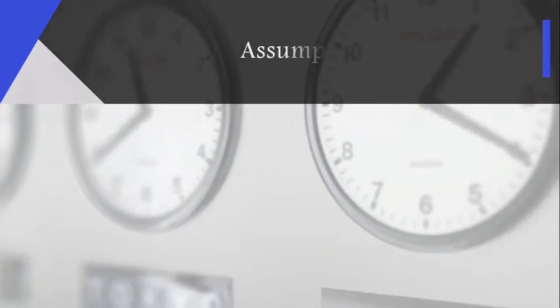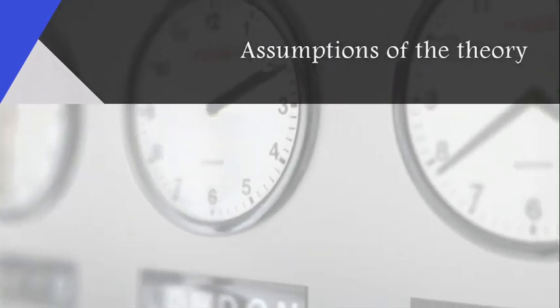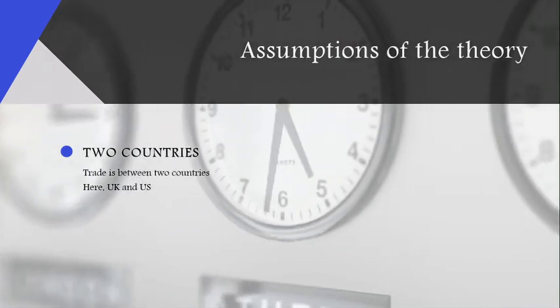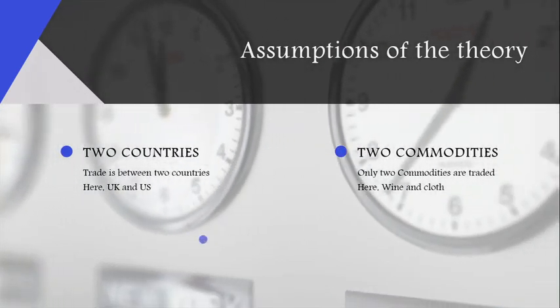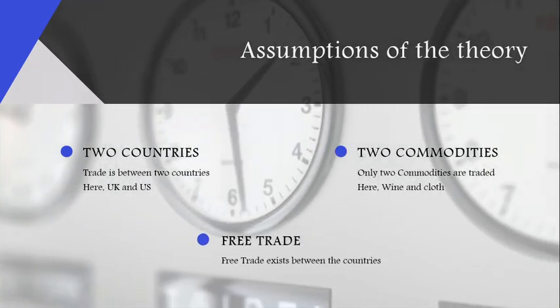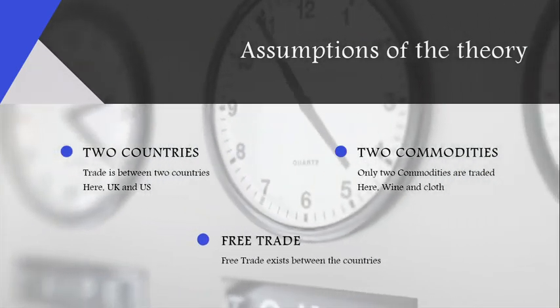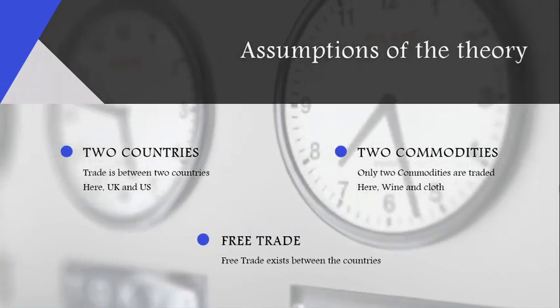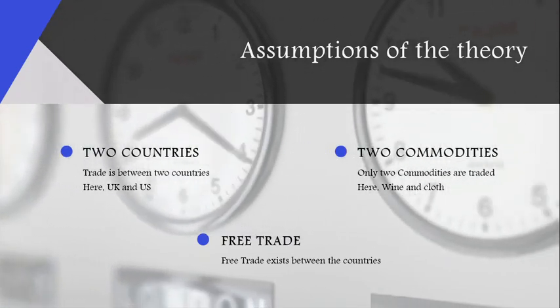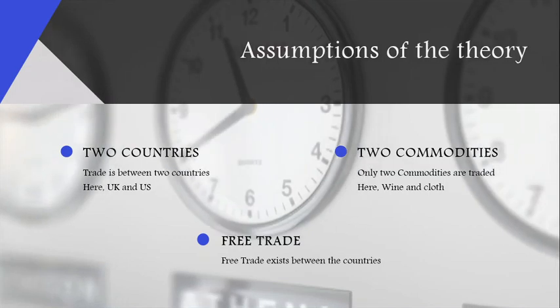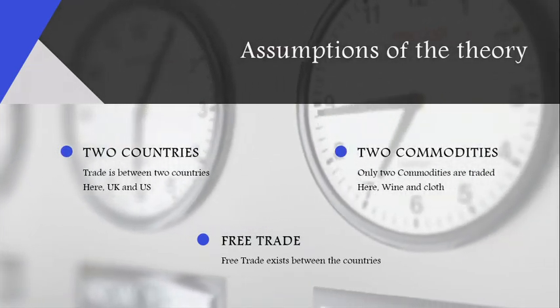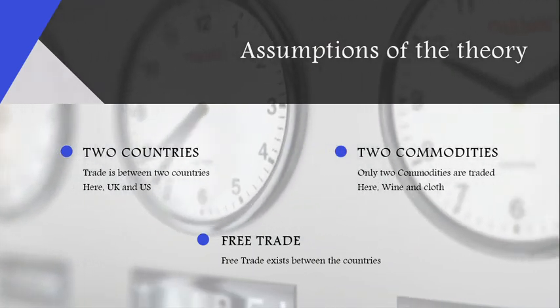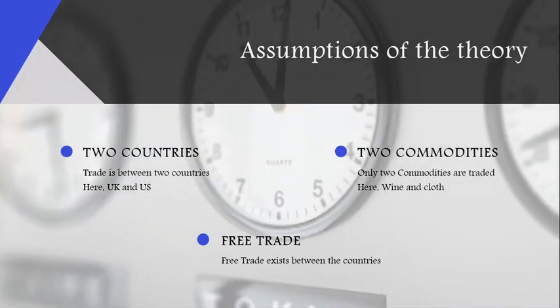Before moving on to the demonstration of the model, a few assumptions are to be drawn. First, trade will take place between two countries only. In the illustration, we are taking the United Kingdom and the United States. Second, only two commodities are traded in these two countries. The commodities are cloth and wine. Third, free trade exists between the countries, means there are no taxes on foreign trade. Neither any barrier to trade exists.